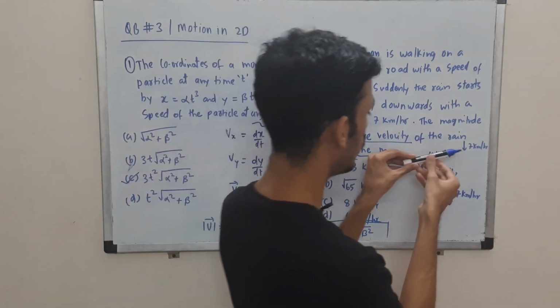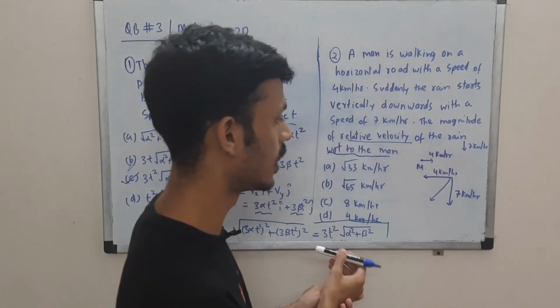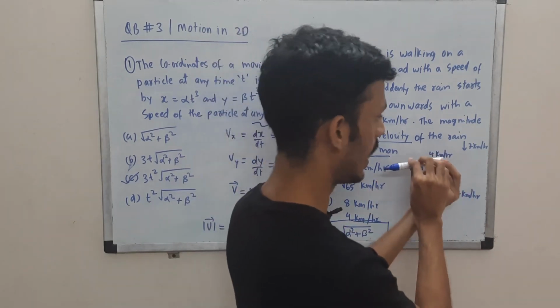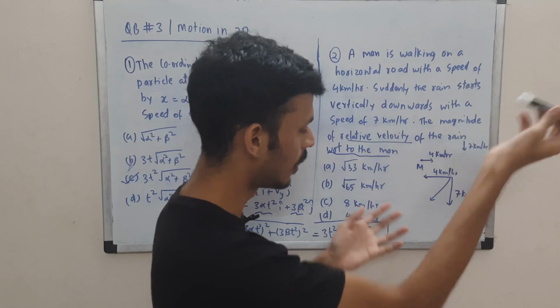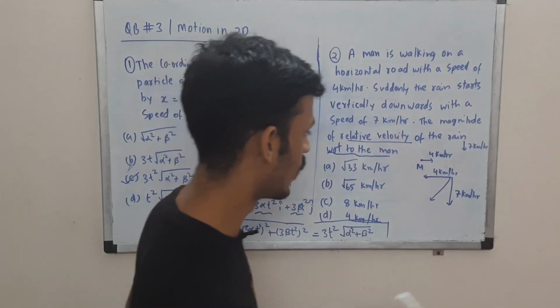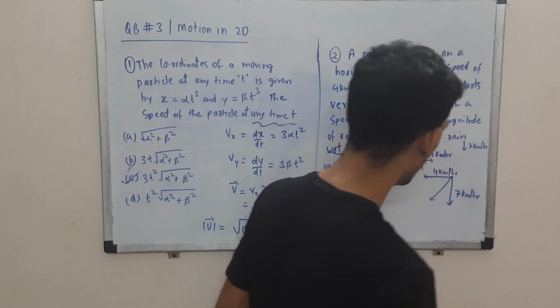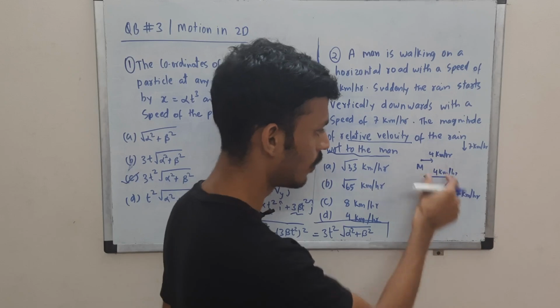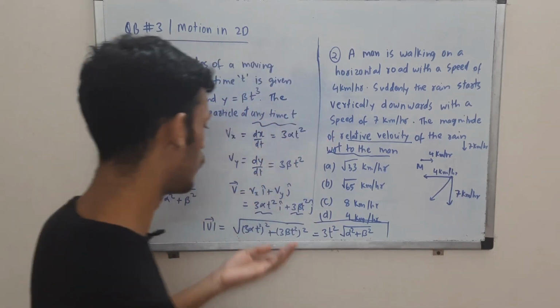So this is the concept of relative motion. Whatever you are watching with respect to, you flip its direction and give it to the other one. So flip and give, right? Flip and give. That is what I used to say in my lectures. So this is the resultant, right? 7 and 4, resultant of that. How do you find the resultant?